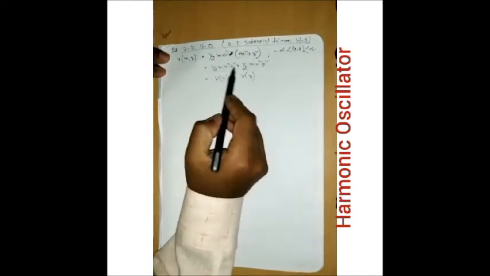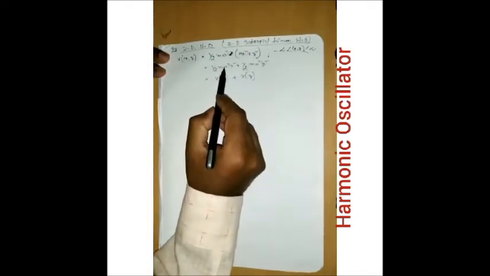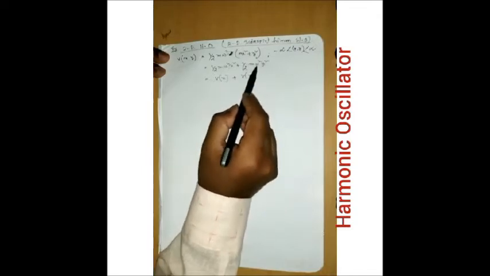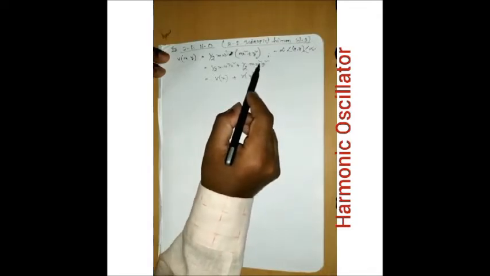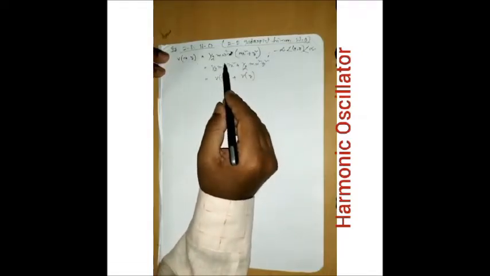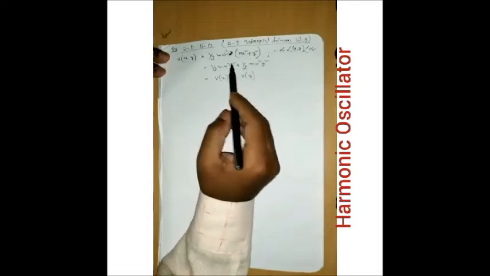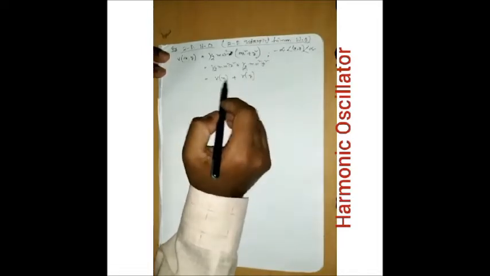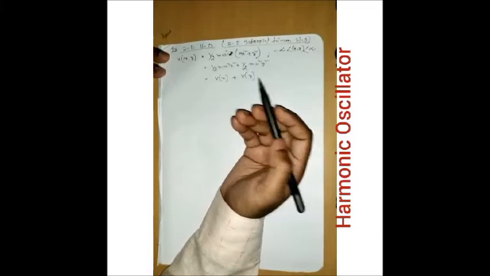When the frequencies are not matching, suppose here the frequency is omega 1 and here the frequency is omega 2, if omega 1 and omega 2 are not the same, those types of harmonic oscillators are called anisotropic harmonic oscillators. That we will discuss later. So let us first discuss this isotropic linear harmonic oscillator.